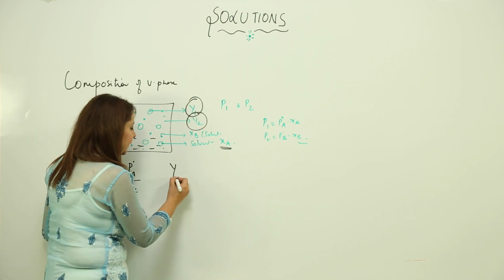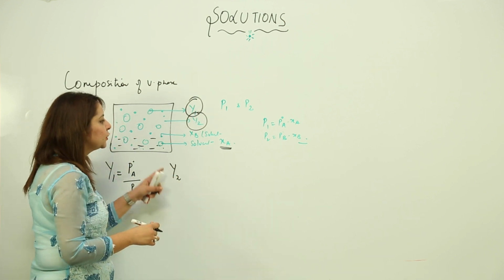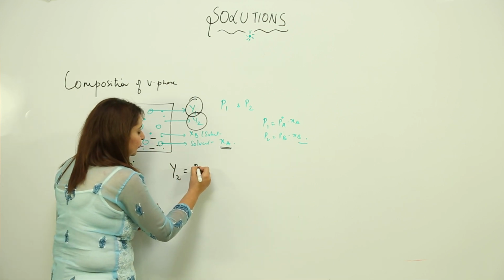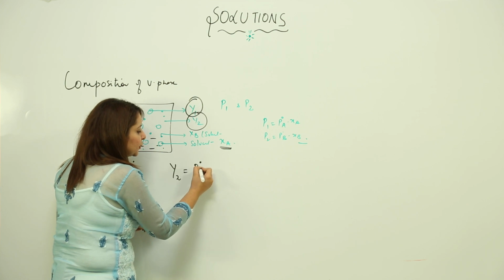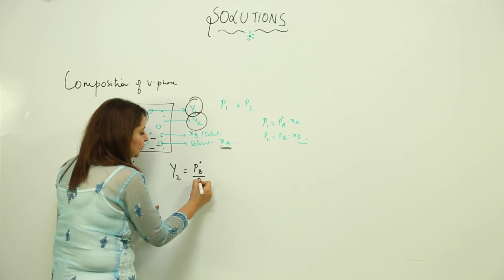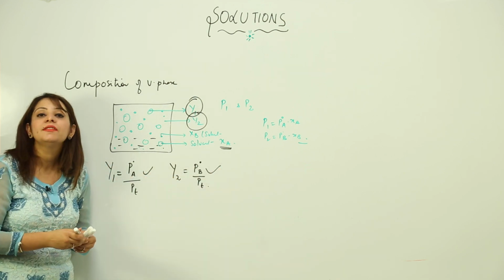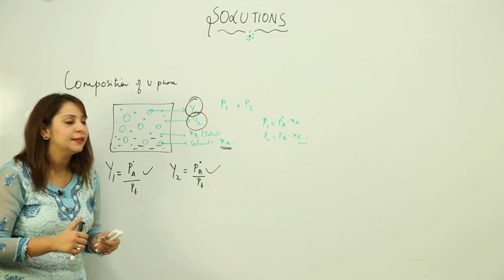Likewise, if we need to find the composition of Y2, that is the solute concentration in vapor phase, we need to find the ratio of the partial pressure for it when it is present alone divided by the total pressure. So this is how we can find our Y's in the vapor phase, that is the composition present in the vapor phase, right.